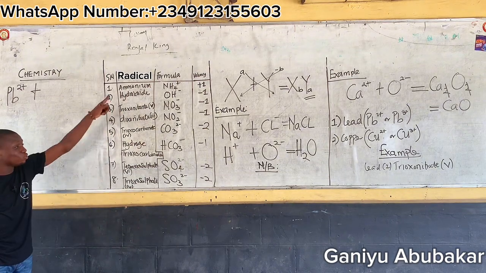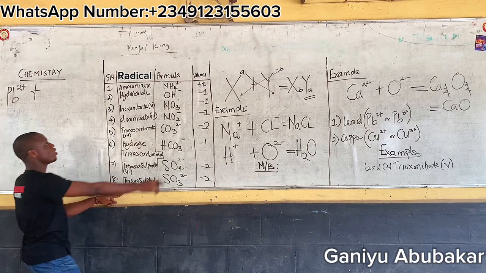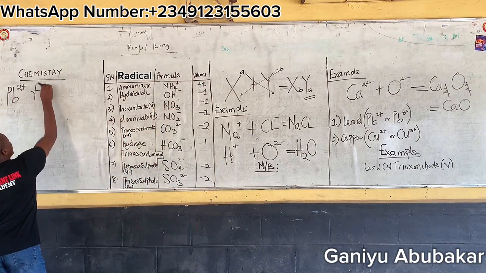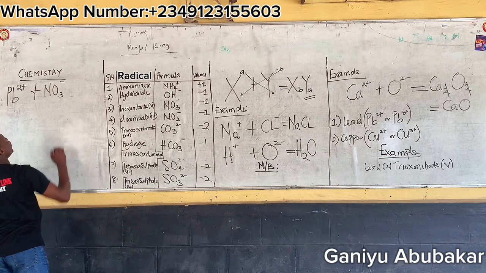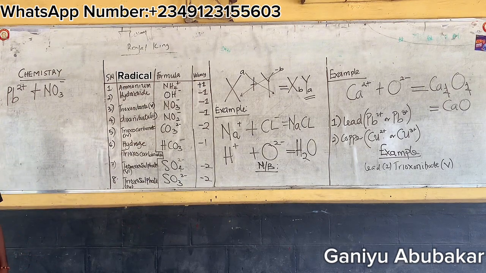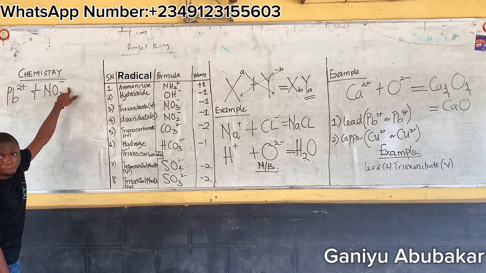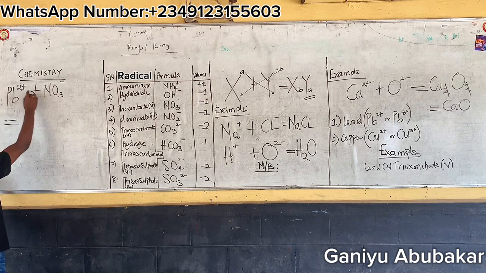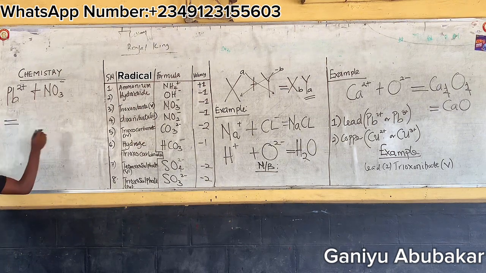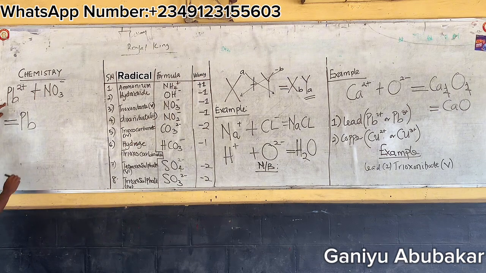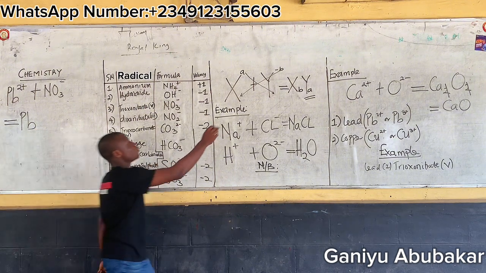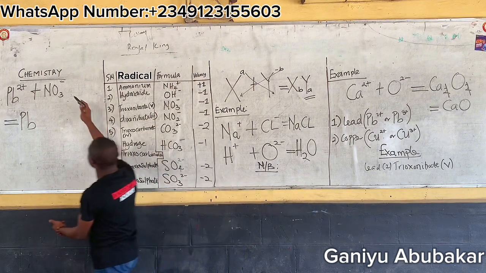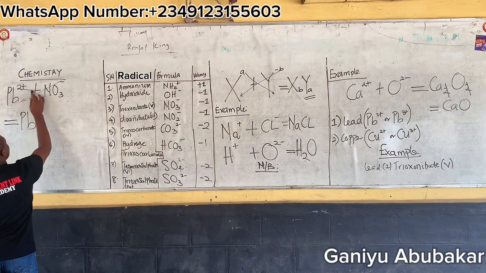For you to write any compound, you need to know this. So what's trioxonitrate 5? I have NO3-. Can they combine? Yes. Why? Plus and minus, the opposite charges, can combine. Now when these two combine, what happens? This one goes here and that becomes Pb. Observe, there's a 1 here; that one will come here. And this one will come here, and there's a 1 here already.